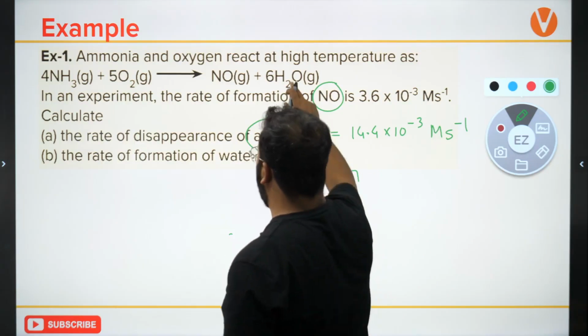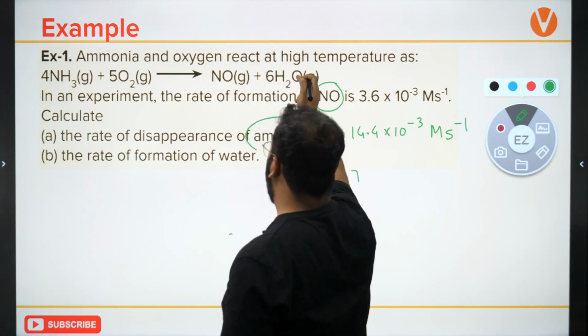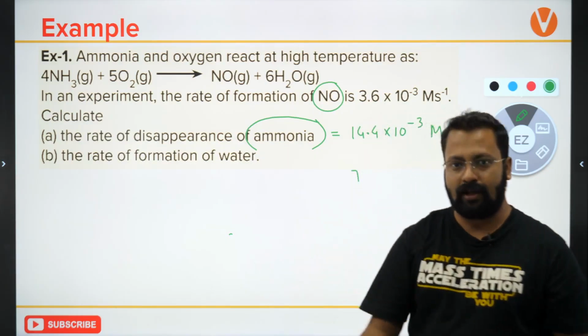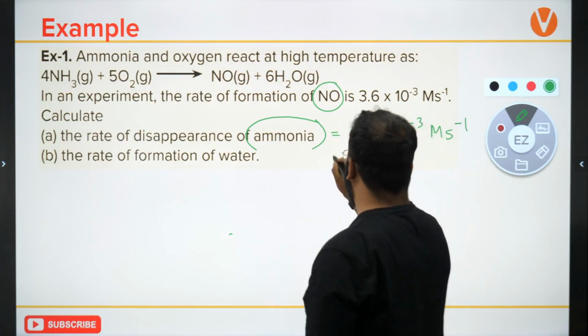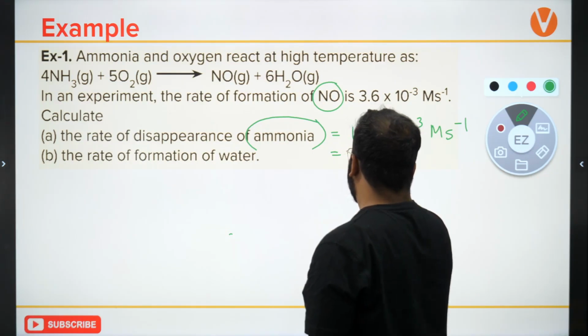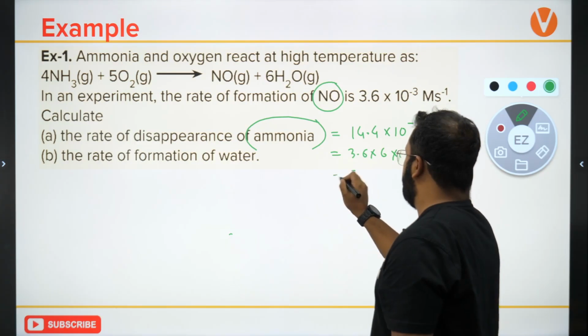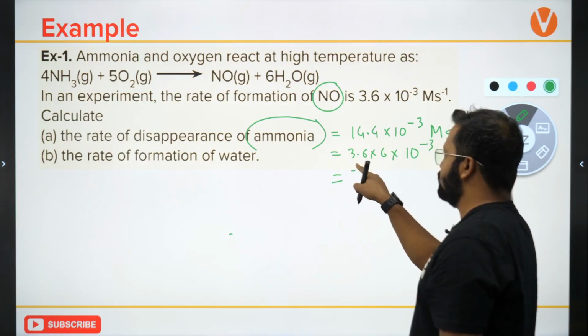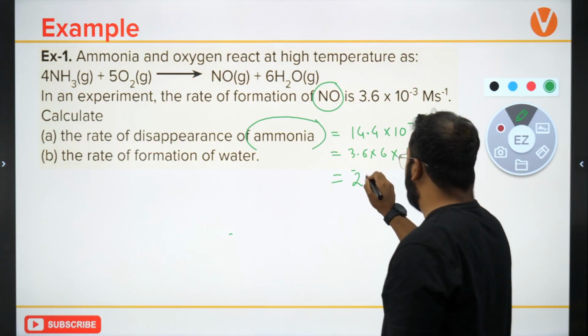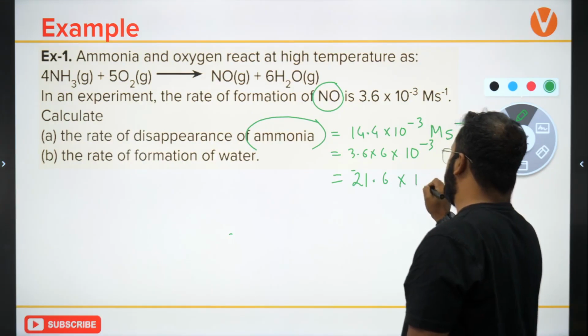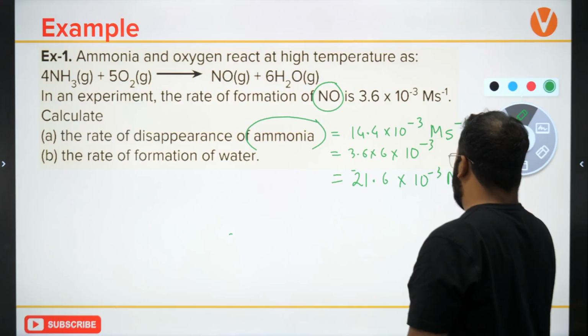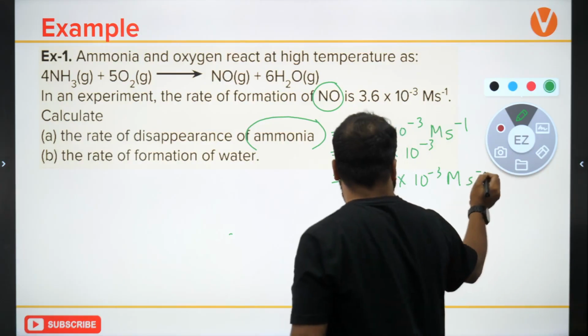Okay, let's look at the answer to the second question. Rate of formation of water: NO का दिया है, water का निकालना है, तो water क्या होगा, 6 times हो जाएगा. So this will be 3.6 times 6 times 10 raised to minus 3. This will be equal to 6 6s are 36, 6 3s are 18 and 21, 21.6 times 10 raised to minus 3 molarity times second inverse.